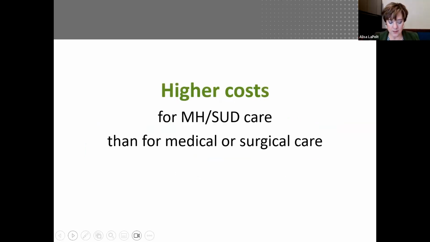So let's talk about higher costs. Health plans cannot charge more to their members for mental health or addiction treatment than for medical or surgical care. Out-of-pocket costs include deductibles, co-payments, and co-insurance. I know many of us know what these are, but we're going to break them down and look at these definitions. A deductible is how much you have to pay in medical bills before the health plan begins to pay. Added deductibles for mental health and substance use care are not allowed under parity.